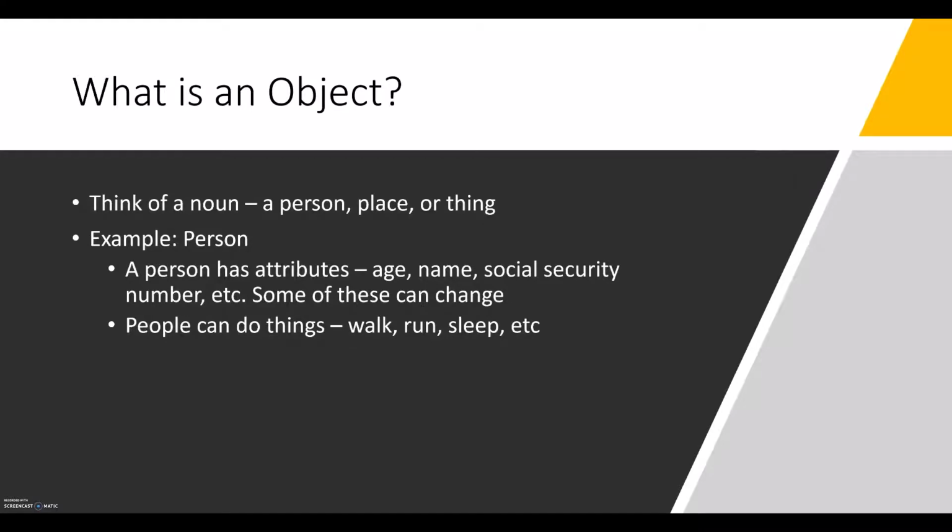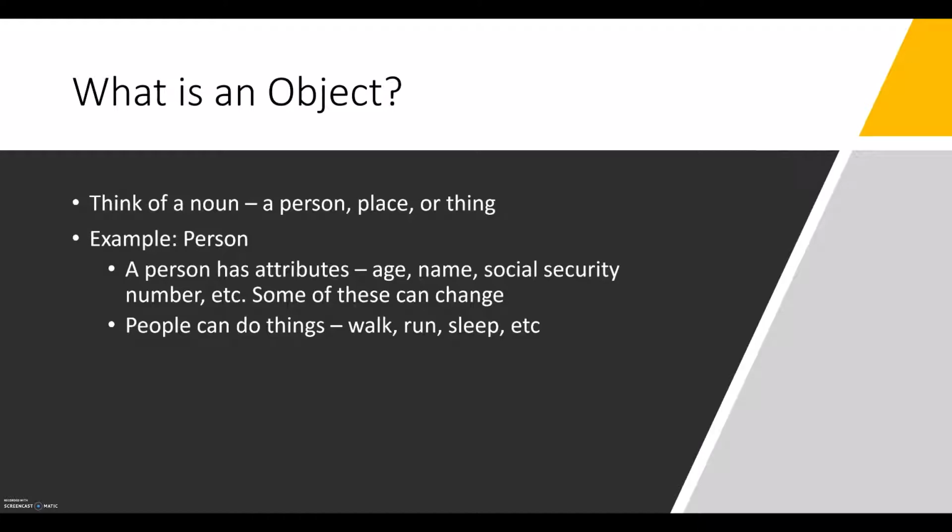First, we'll learn what an object is. In an object-oriented language like C++, objects are the building blocks for programs. The easiest way to characterize an object is by thinking of a noun. For example, a person. Maybe we have a program that manages a database of person objects.